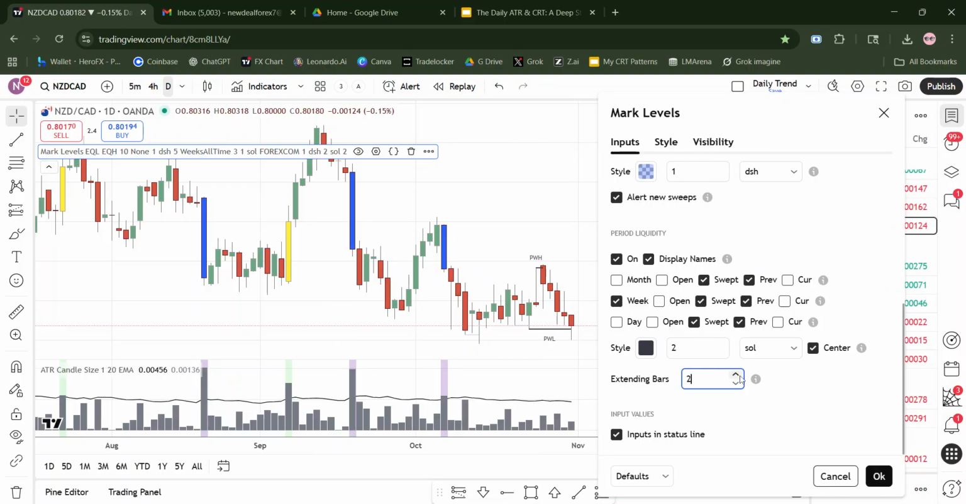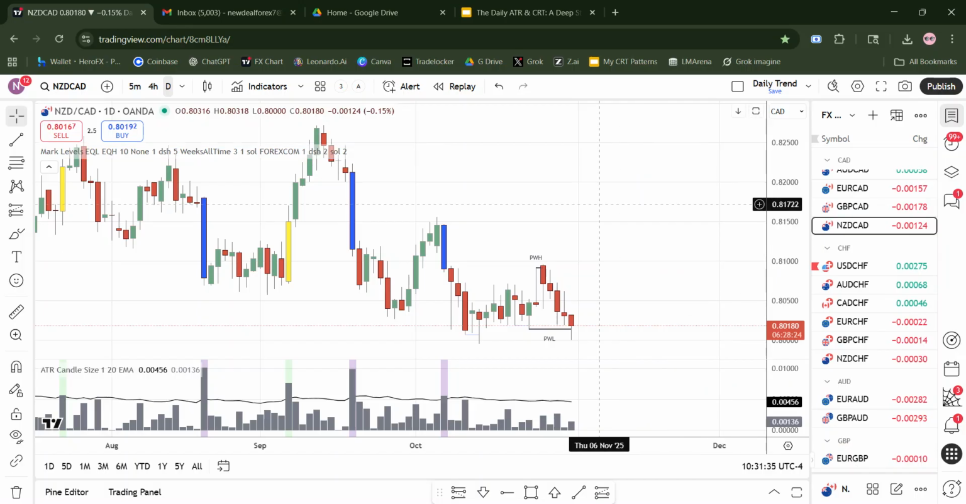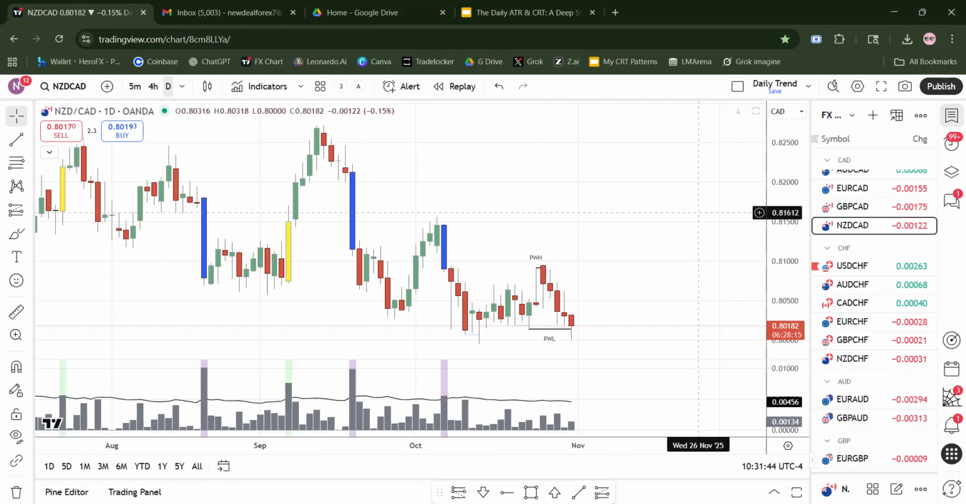You could extend the bars out if you want. That's up to you. All right, let's make sure we're tracking here. Okay, so we got prior week high, prior week low, and we got our ATR candle. So yeah, if I miss something, I'll go through it.